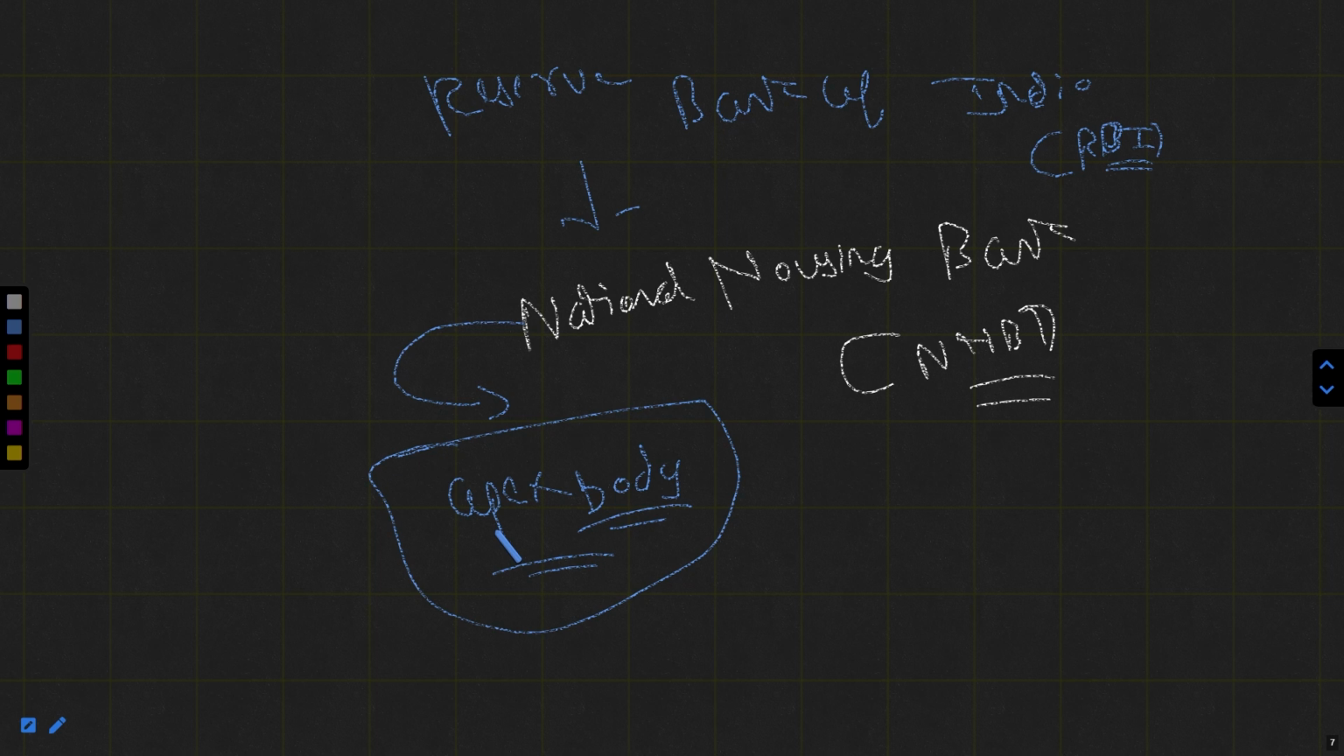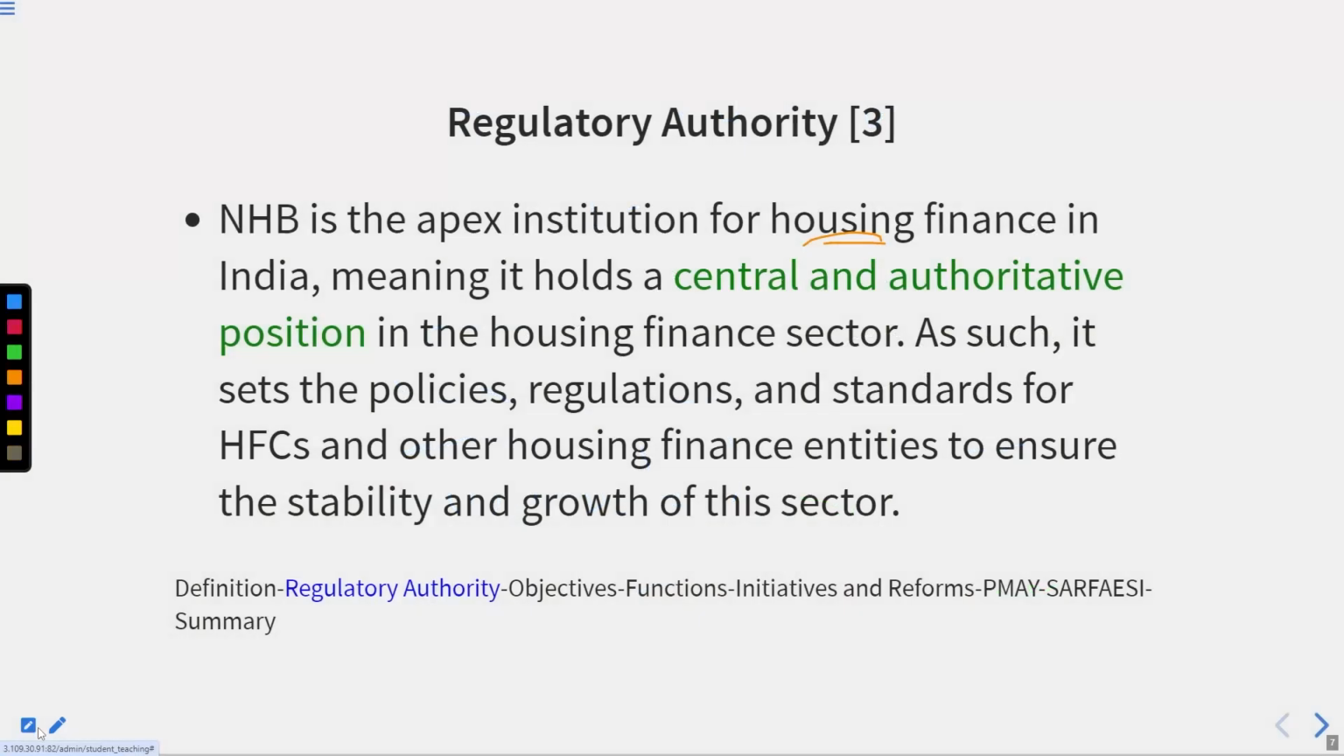The simple answer is that the National Housing Bank, or NHB, is basically an apex body in the field of the housing finance sector. Okay, so keep this in your mind. It is not an apex body entirely, but in the field of the housing finance sector, it is an apex body. However, it comes under the control of the Reserve Bank of India, as it was established as a fully owned subsidiary company of the Reserve Bank of India. But when we talk about a particular sector, which is the housing finance sector, NHB is declared as an apex institution. Okay, it means it holds a central and authoritative position in the housing finance sector. Again, I am mentioning, in the housing finance sector.